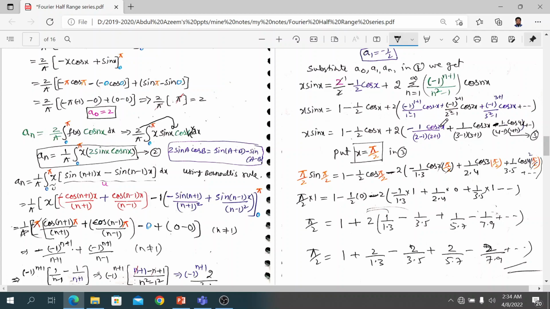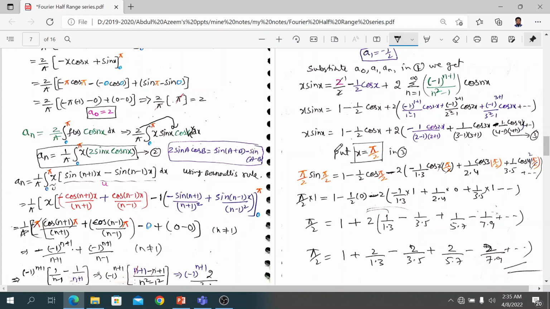Here minus 1 power of 1 plus 1 is 2, so positive cos. Here the denominator is 1 square minus 1, which is 0, so no solution; for this term there is no answer. Here only 2 square minus 1, that is a minus b into a plus b: 2 minus 1 into 2 plus 1 cos 2x. Same here, 3 minus 1 by 3 plus 1 cos 3x, and so on.